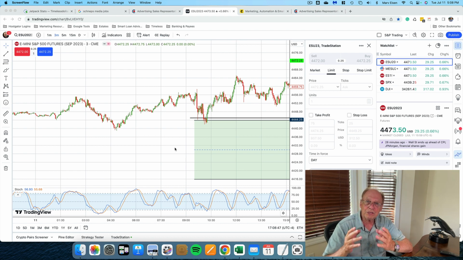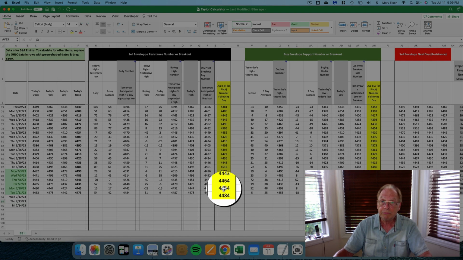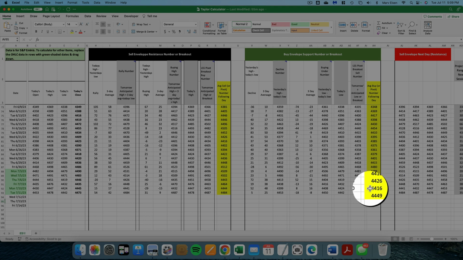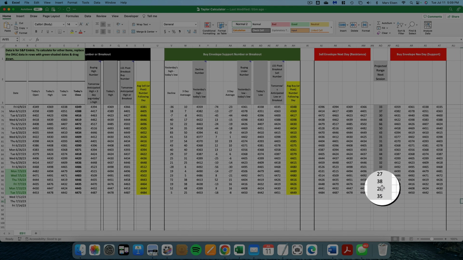As you know, if you've seen my previous videos, I put a heavy reliance on the Taylor trading zone, based on the Taylor trading technique calculations. So here's my Taylor calculator for today, Tuesday. 44.44 was the resistance number, 44.16 was the support number, and 28 points was the projected range.